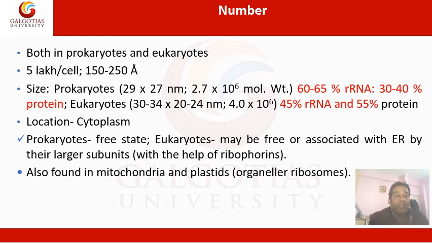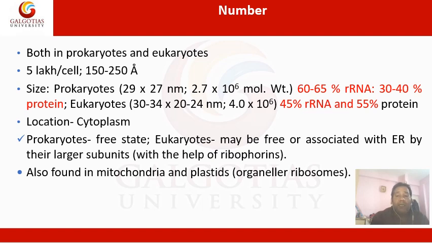If we see the location where they are present inside the cell, prokaryotes have them mainly in the cytoplasm in the free state. In eukaryotes, they are present in the cytoplasm either bound with the endoplasmic reticulum or freely suspended. They mainly bind with the endoplasmic reticulum with the help of a receptor called ribophorin, through the larger subunit of the ribosome.